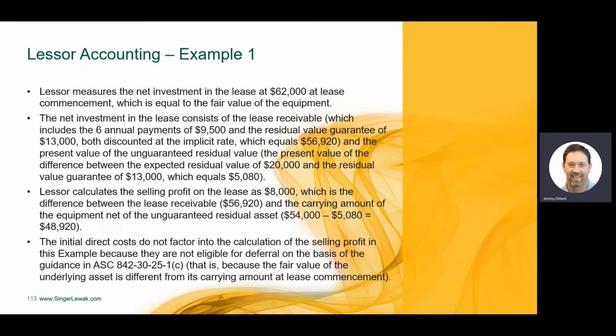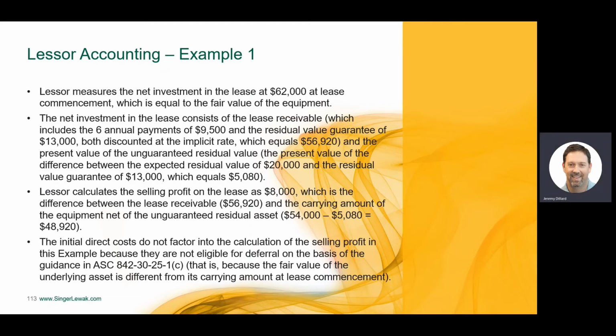The fair value of equipment is $62,000, and that's used as the net investment in the lease. The lessor calculates the sum of the present value of the lease payments and residual value guarantee using the implicit rate, and that works out to $56,920. The lessor also expects to have a lease asset with some residual value that's not guaranteed at the end of the lease, about $7,000. And the present value of that additional residual value is $5,080.